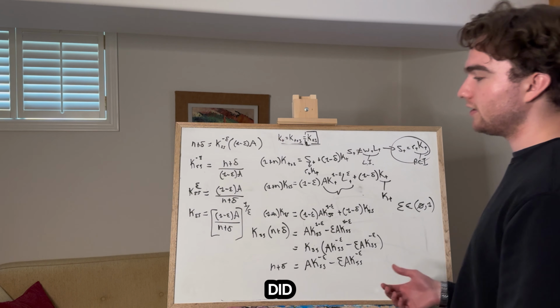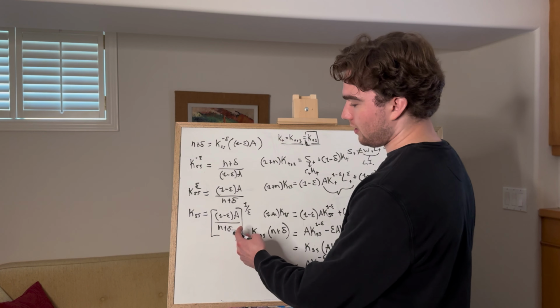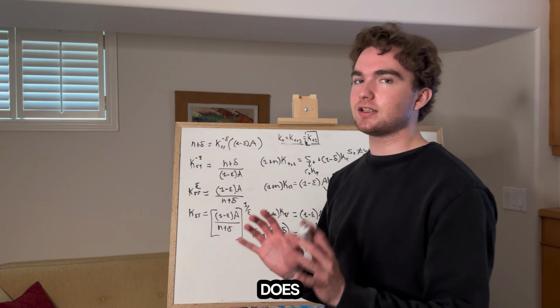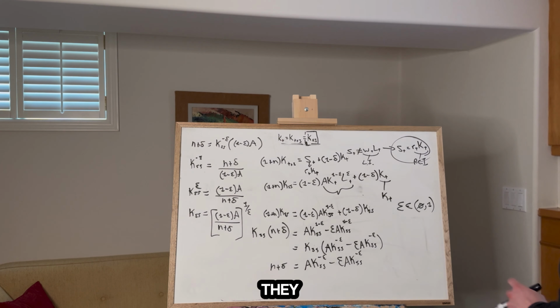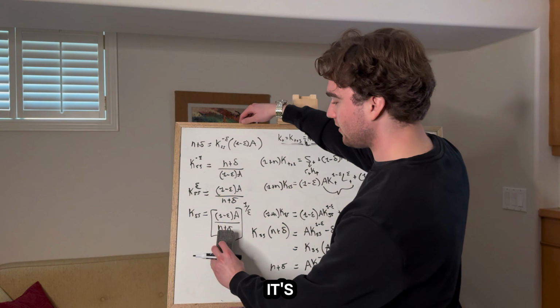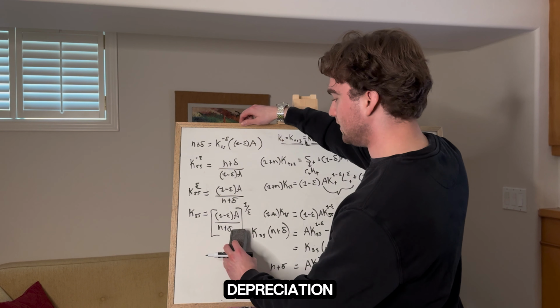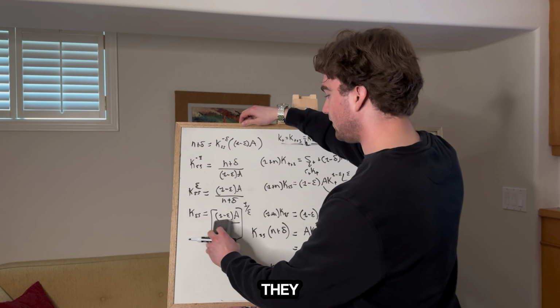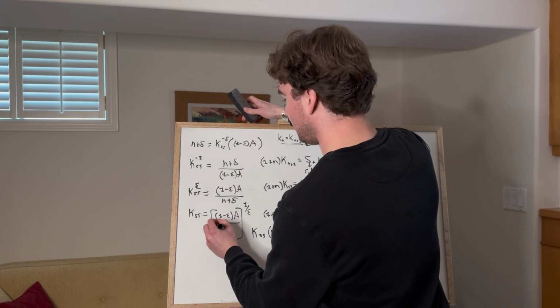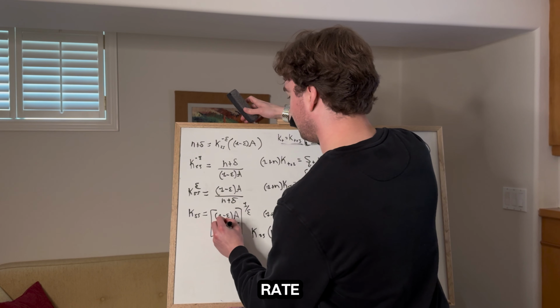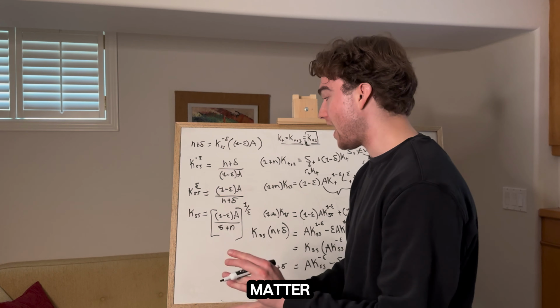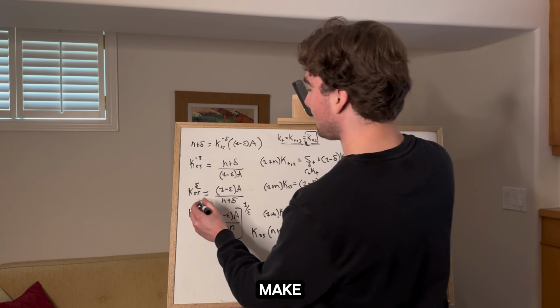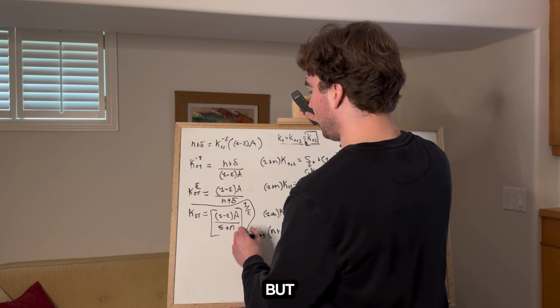The only thing that they did different is, this does not matter. I don't know why I'm being nitpicky. They have it like this. So see how it's n plus depreciation rate? They have depreciation rate plus n. This does not matter at all. I cannot make that any more clear.